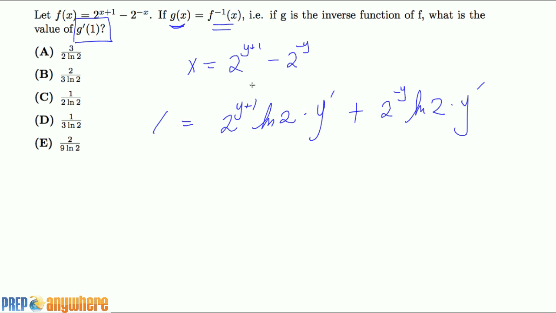Now you just plug in 1. Okay, look, do you see how we need the y values here? We don't have the y values. They just give you g prime at 1, right? So where do you find the y value? You've got to plug in 1 here and solve for y.